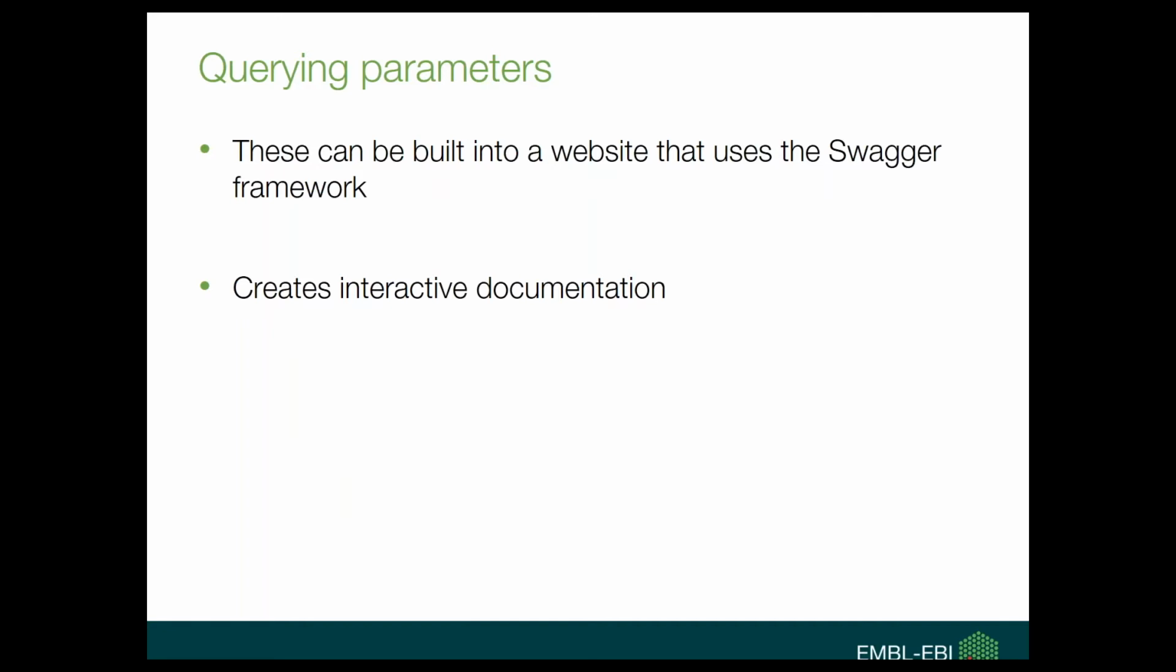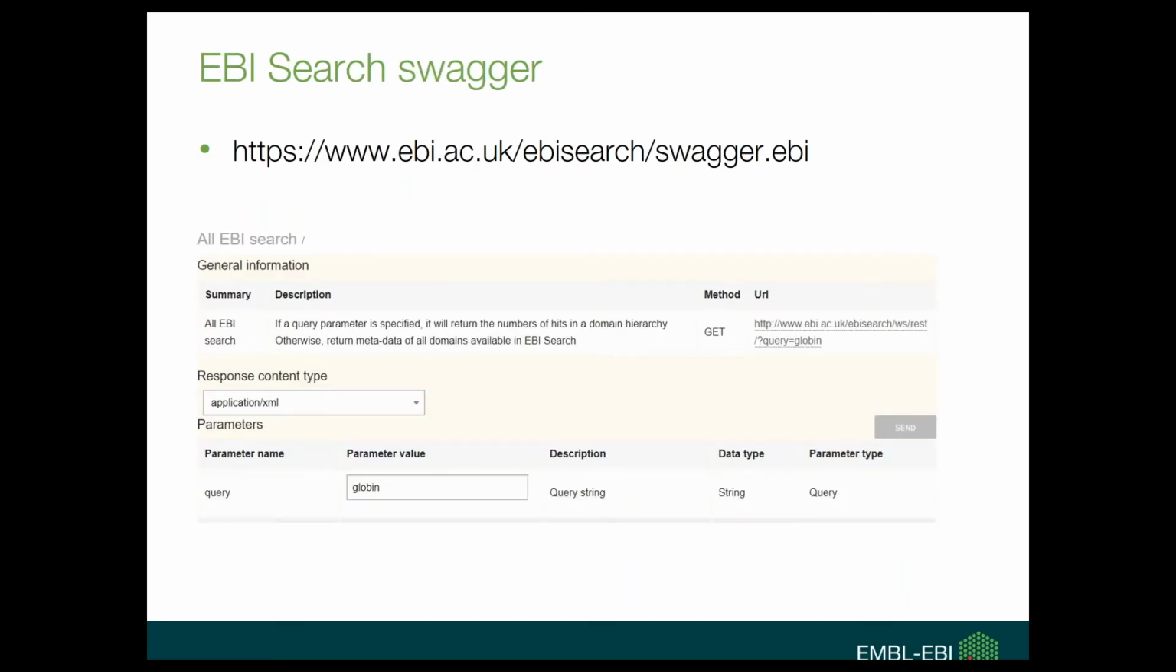Now you can build these into a website that uses the Swagger framework as well, in order to create interactive documentation. So they've done that at the EBI search, and if you go to https://www.ebi.ac.uk/ebisearch/swagger.ebi, you'll see the Swagger documentation page for the search engine. And what you can do here is you can have a look at the different methods, and then you can type in example parameter names.